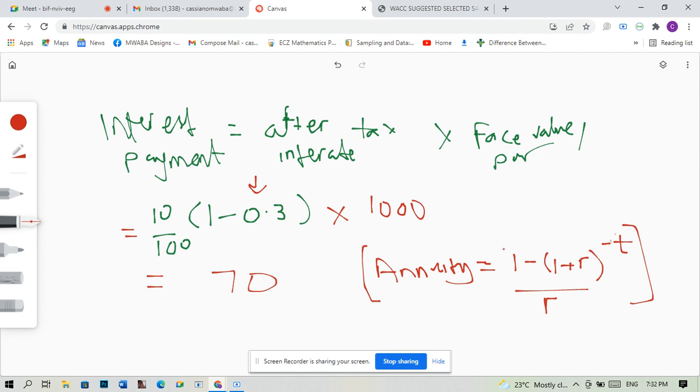In your calculators, you're going to say 1 minus 1 plus our discount factor, which is 10%, so we'll say 0.1, then to the power negative 6, since it matures in 6 years, that's the final year. Then divide by 0.1, which is the 10% we're using as our discount factor. Punch this in your calculators.